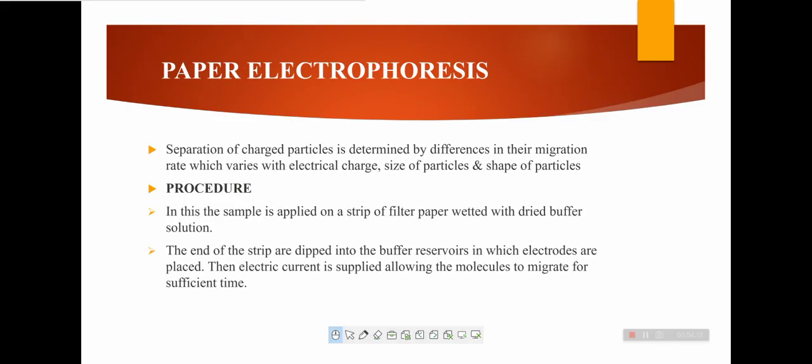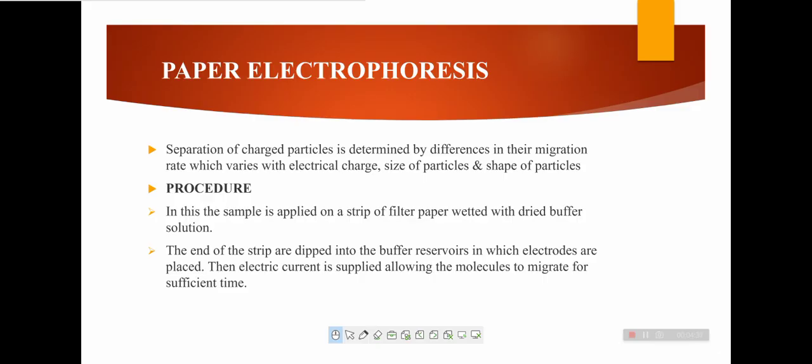Now talking about the different types of electrophoresis. So the first type we will discuss is paper electrophoresis. As the name implies, paper electrophoresis is carried out on a filter paper.